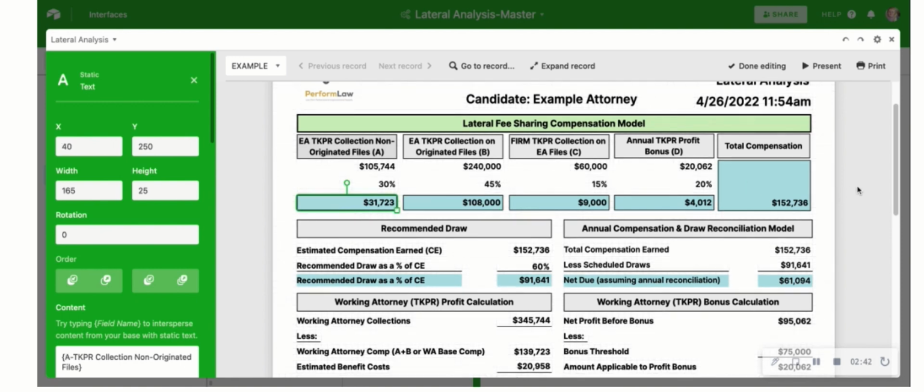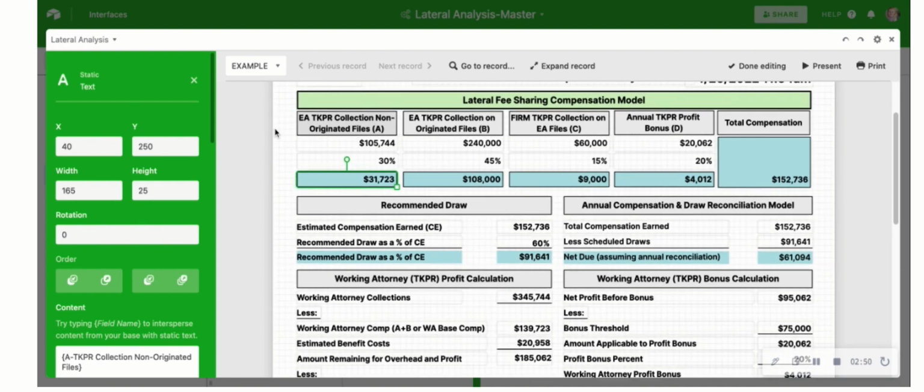And every now and then we'll have somebody who has a base salary and they also get some origination credit. So this box here is for any kind of work the attorney does that they didn't originate, just work that the firm gave to them. These percentages can be changed, but our typical model includes 30, 45, 15, and 20, and I'll explain all of these. So the attorney would get 30% of what they collect on non-originated work.